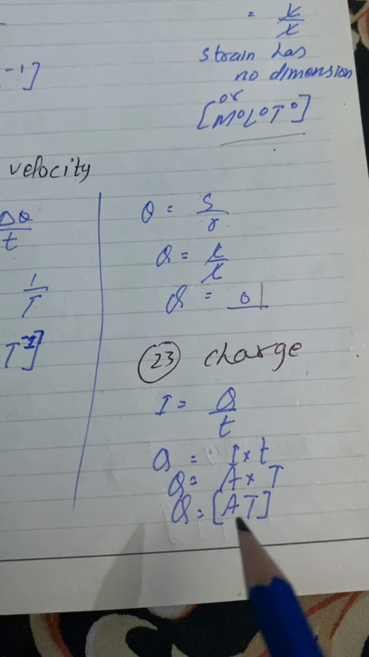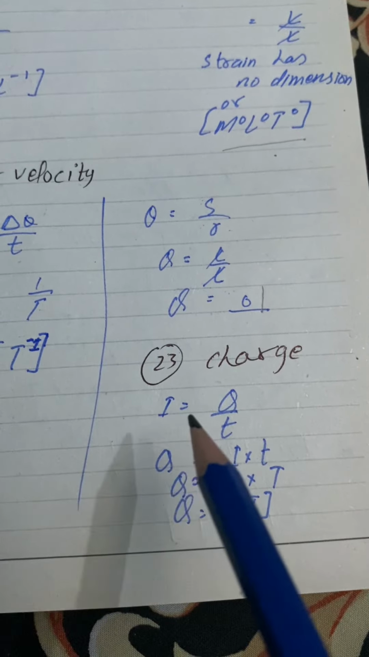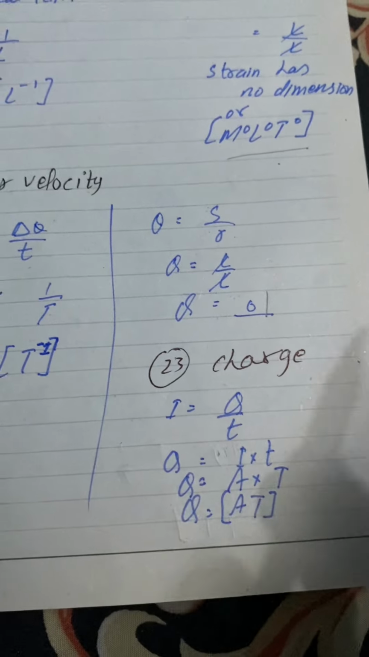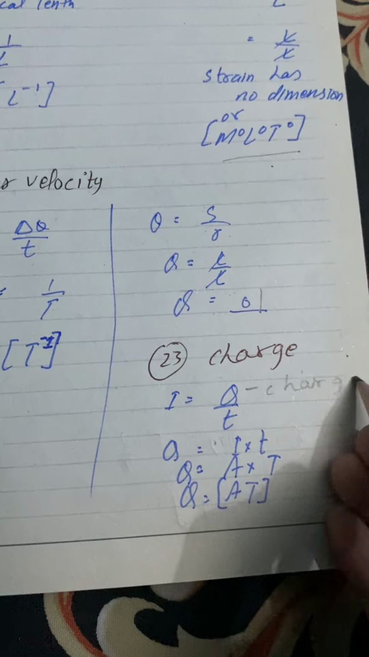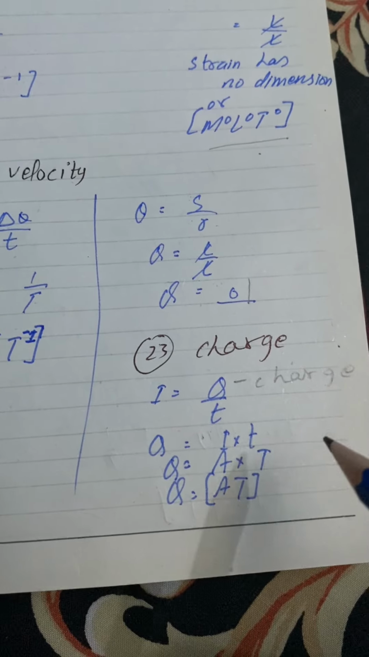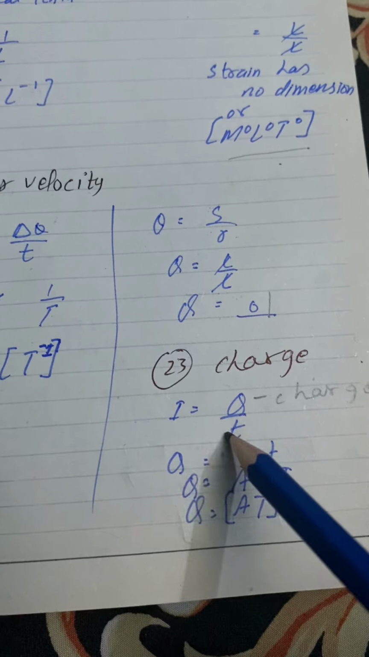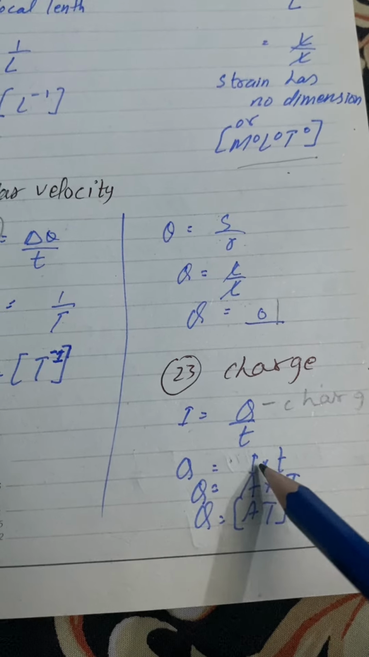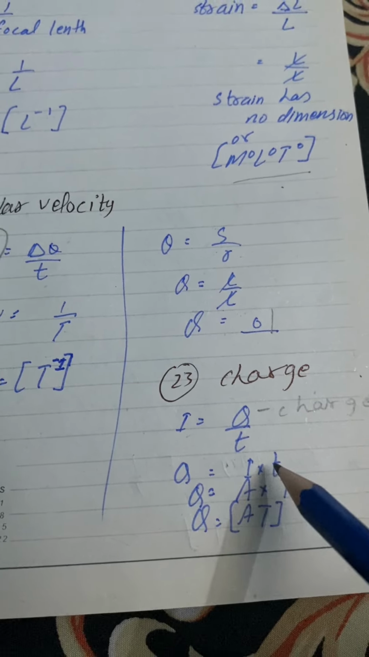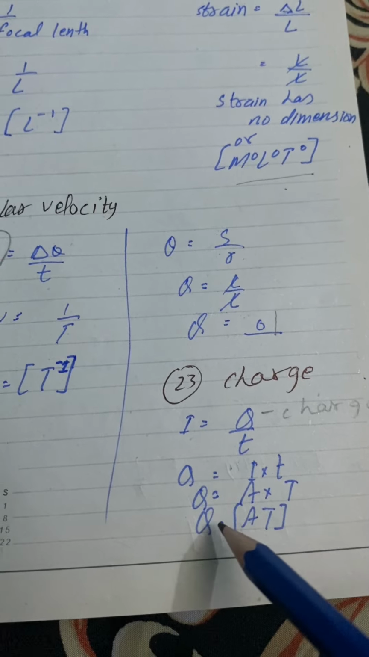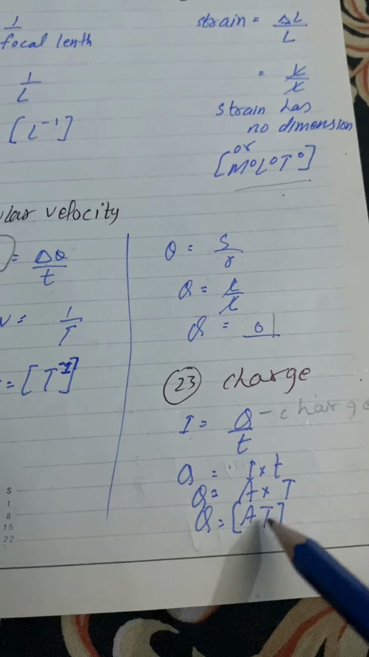Charge, as we know that current is equal to q upon t. Here q is a charge, okay. So we have to find charge is equal to I into t. I is represented by capital A, because the unit is ampere, and T by capital T. So the dimension of charge will be AT.